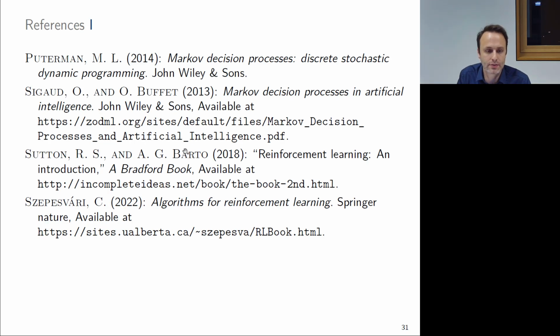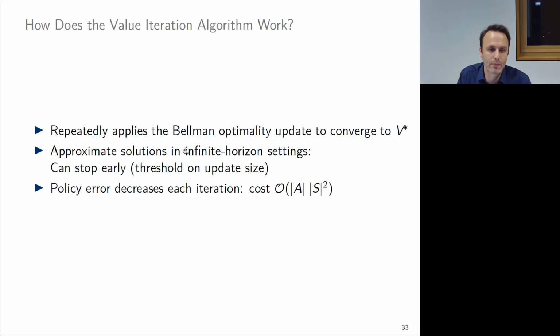Now here are some references for further reading, and let's sum up the takeaways. So if we repeatedly apply the Bellman optimality, then we get to the optimal value V star. And approximate solutions help us in infinite horizon settings, so we can stop early. And we also can say something about how far we are away from the optimal one. So the discount factor is decisive here. And the policy error actually does decrease in each iteration. So that's the summary here.